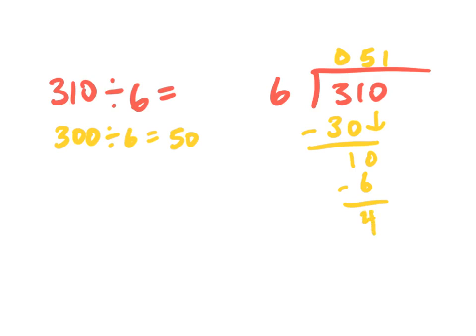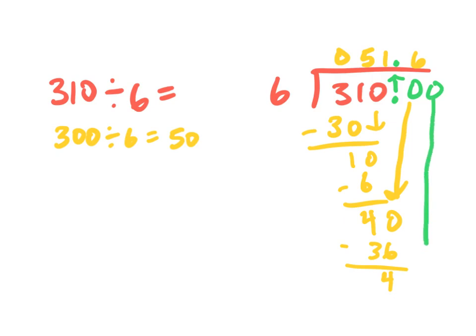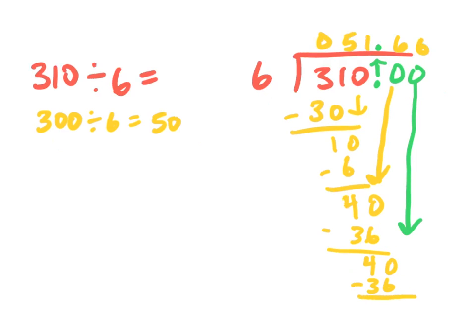Now I'm not done. I can add the decimal, float it straight up into my answer, add a placeholder 0, and bring it down. 6 goes into 40. Let's see, 6 times 6 is 36. I'm left with 4. I can add another placeholder 0, bring it down, and you'll notice now 6 goes into 40 6 times. I subtract, I'm left with 4 again.